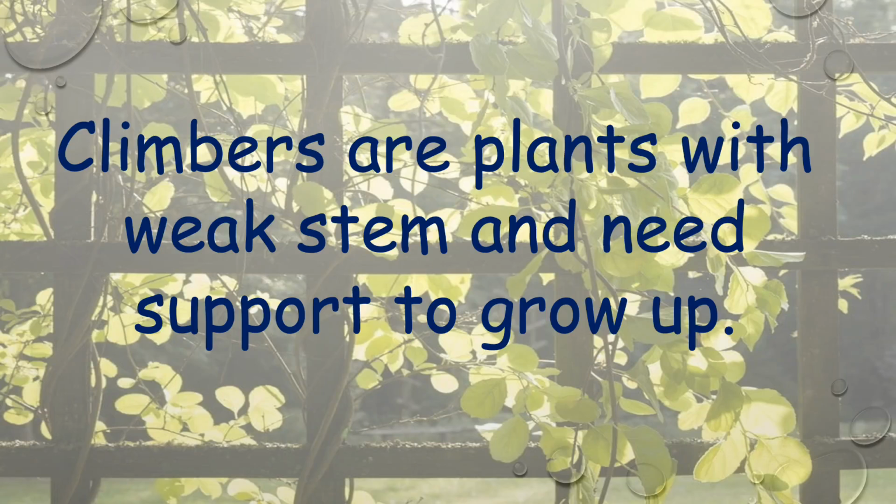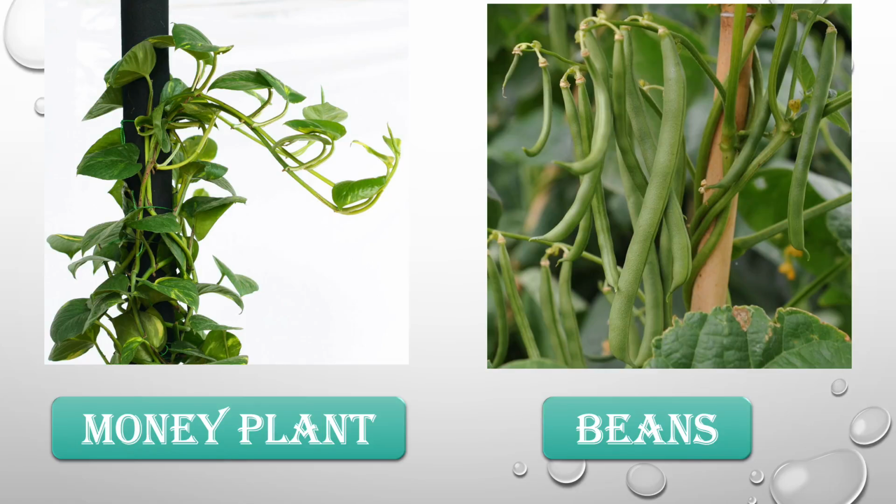Another type of plants that we are going to learn about is climbers. Climbers are plants with weak stem and need support to grow up. Like money plant, beans plant. If you can see, children, these plants have been given support so that they can grow up straight.